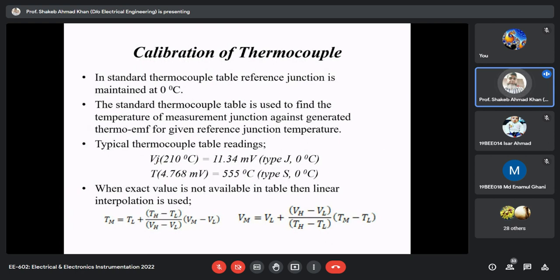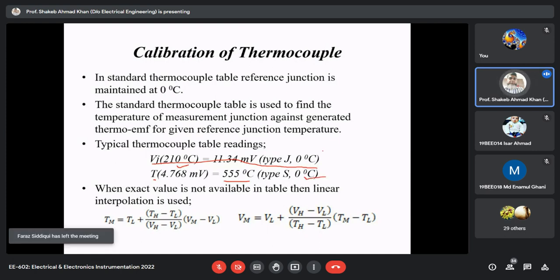So your measurement junction is maintained at 210 degrees Celsius. The output voltage is 11.34 millivolts. It is from the table only. Type J thermocouple, and the reference junction is maintained at 0 degrees. This information is extracted from your table. Similarly, the other way around, if your output voltage is 4.768 millivolts for a type S thermocouple, then the temperature corresponding to it is 555 degrees Celsius, and obviously your reference junction is at 0 degrees.